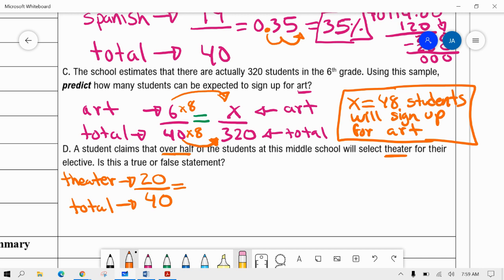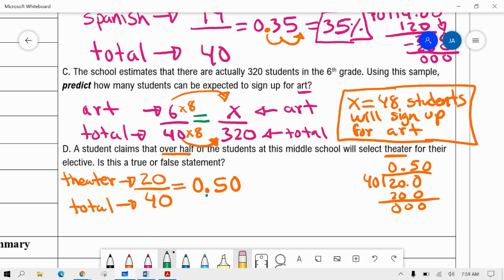So we're going to divide 20 divided by 40 on here. And we see that we get 0.5 or 0.50. Again, we are going to turn that decimal into a percent by moving the decimal point to the right twice, and we get 50%. So 50% of our sample are going to be taking theater.